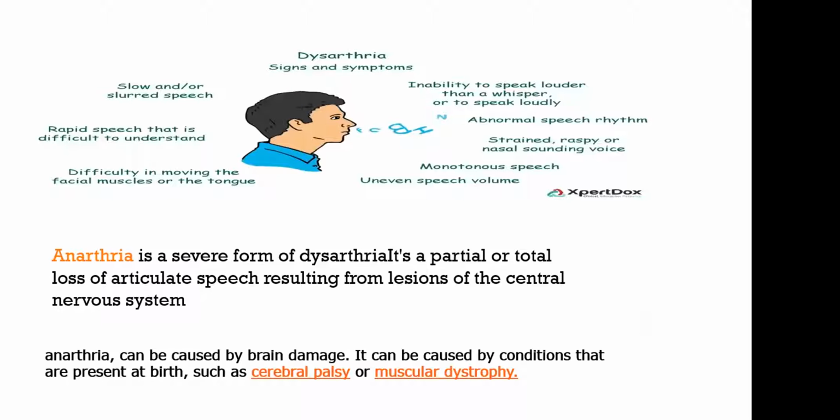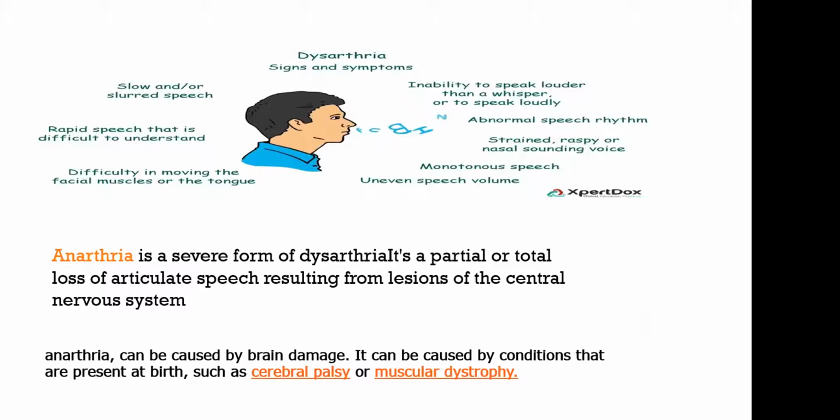So we can see the symptoms. We have slow or slurred speech. We have rapid speech that is difficult to understand, difficulty in moving the facial muscles or the tongue. We have monotonous speech, uneven speech volume, abnormal speech rhythm, and inability to speak louder than a whisper or to speak loudly.